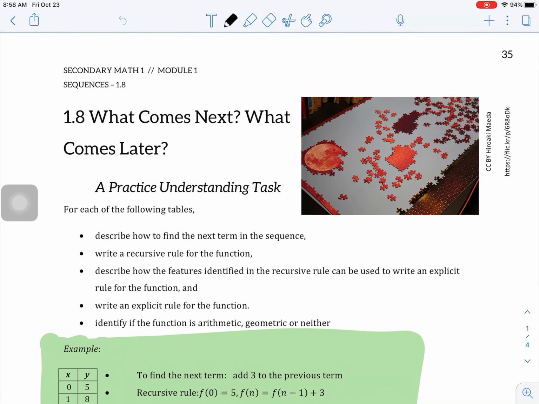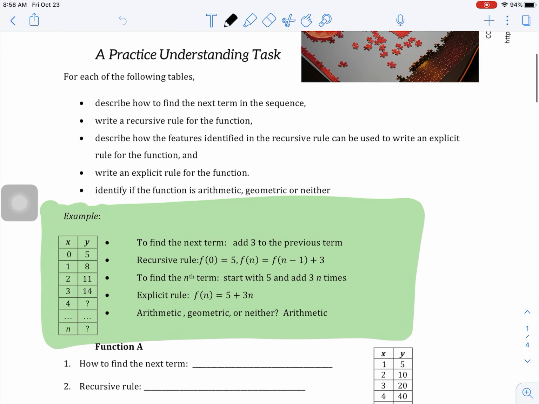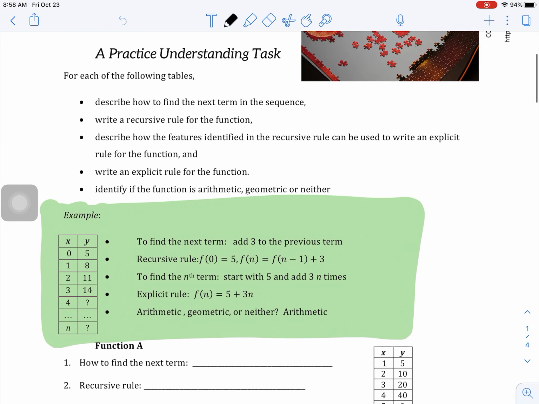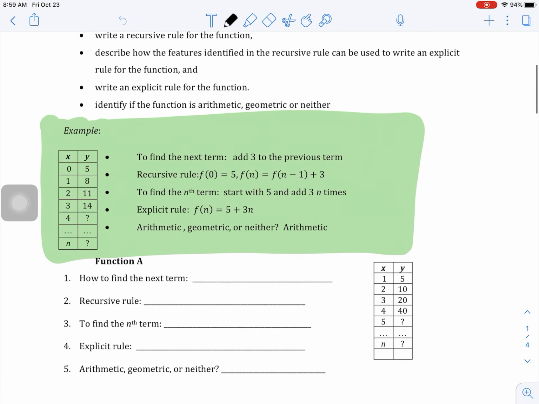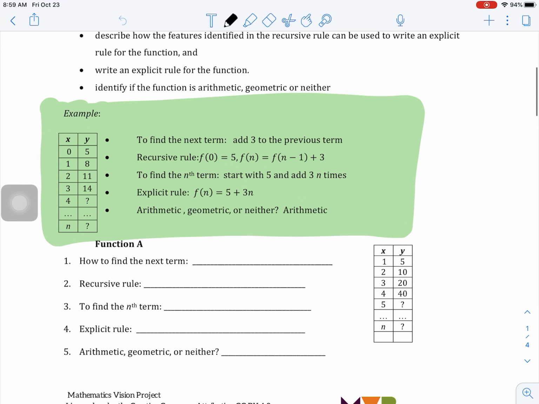Module 1.8 is getting pretty close to the end, so we're practicing finding what comes next in the sequence and then skipping to the explicit, what comes later. For every table, you're going to say in words how to find the next term in the sequence. You're going to write a recursive. You're going to say in words how the recursive rule is going to help you write an explicit. Then you're going to write an explicit, and you're going to decide if it's arithmetic, geometric, or neither.